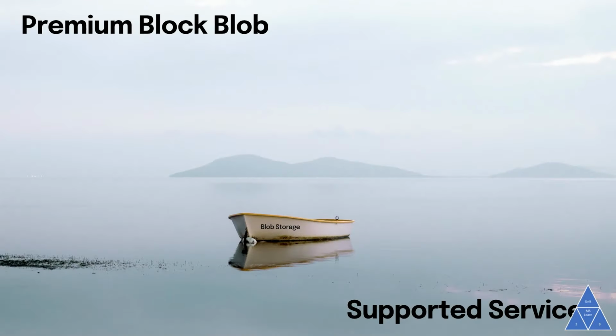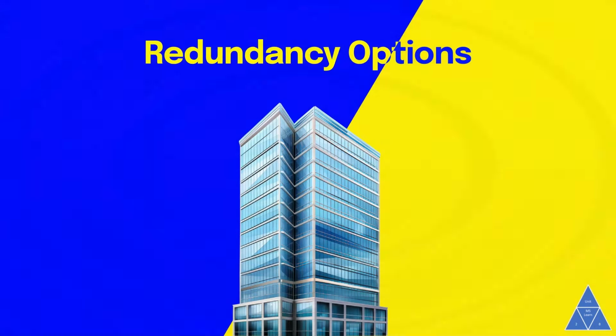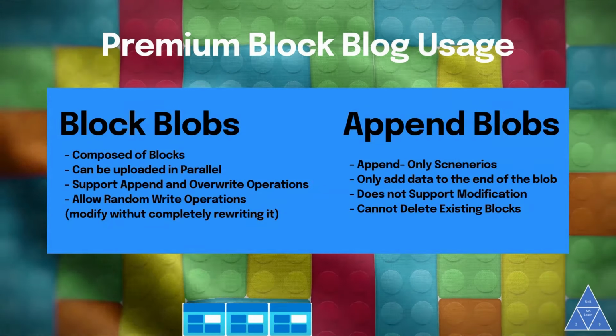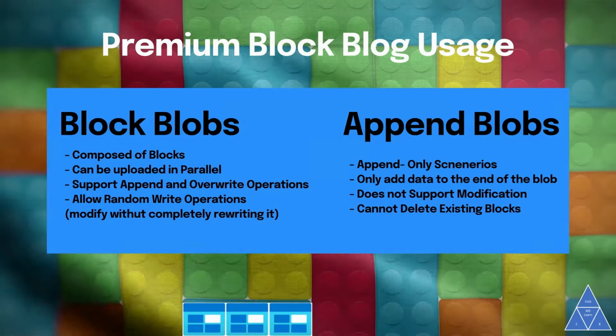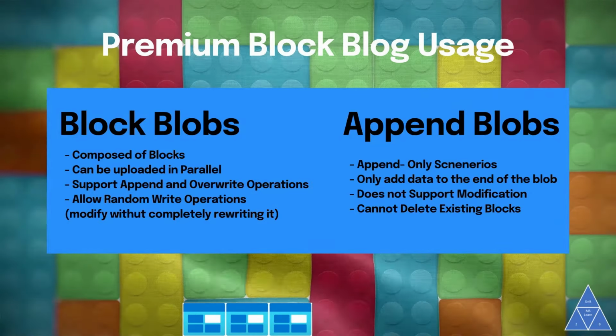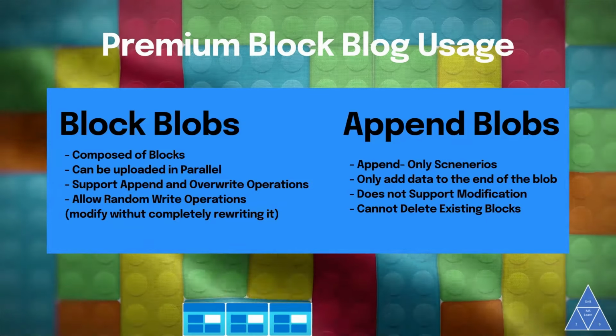And the supported services are Blob storage, including the data lake storage, and the redundancy options are LRS and ZRS. In the usage, the ideal use for premium storage account type is for block blobs and append blobs. It is ideal for scenarios with high transaction rates, utilizing smaller objects or requiring consistent low storage latency.